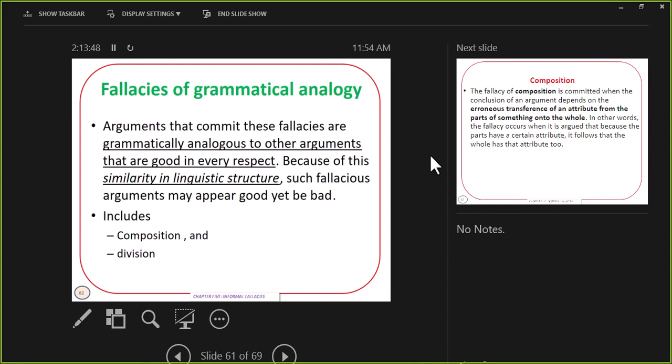Fallacies of grammatical analogy: arguments that commit this fallacy are grammatically analogous to other arguments that are good in every respect. Because of this similarity in linguistic structure, such fallacious arguments may appear good, however, they are bad. It includes composition and division.